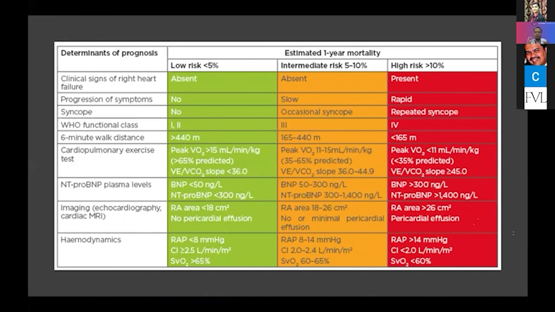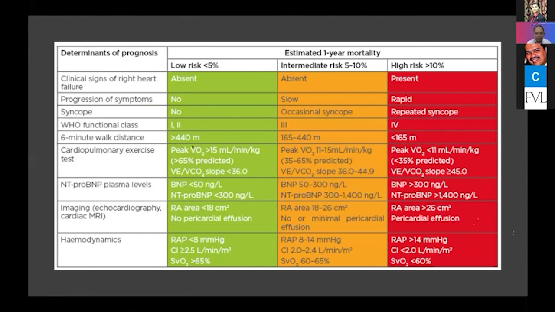So how does it go? Whatever investigation that we did, right? And how does it measure, and how do we put it into our algorithm of management, right? So with all these tests done, we would put this patient on what we call risk assessment. So you have your clinical risk assessment, you have the functional class risk assessment, you have your BNP level, you have imaging, and your hemodynamic studies. So you put them into this risk group.